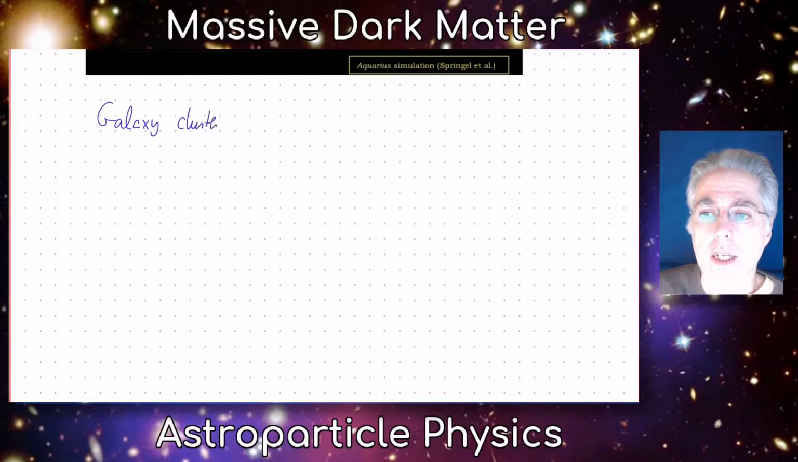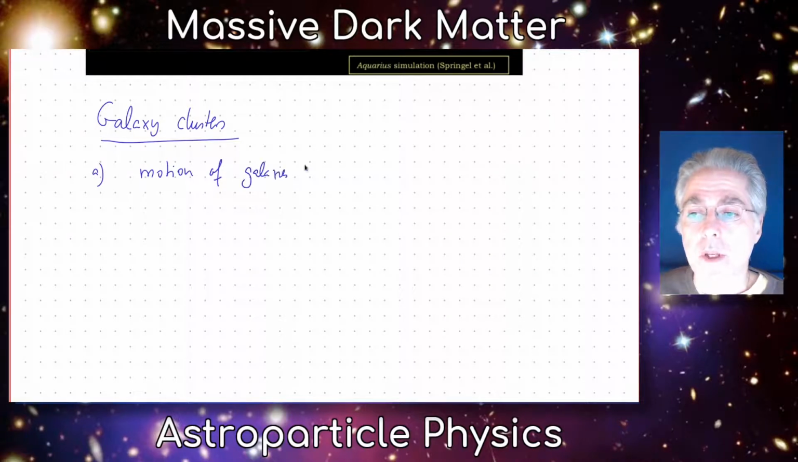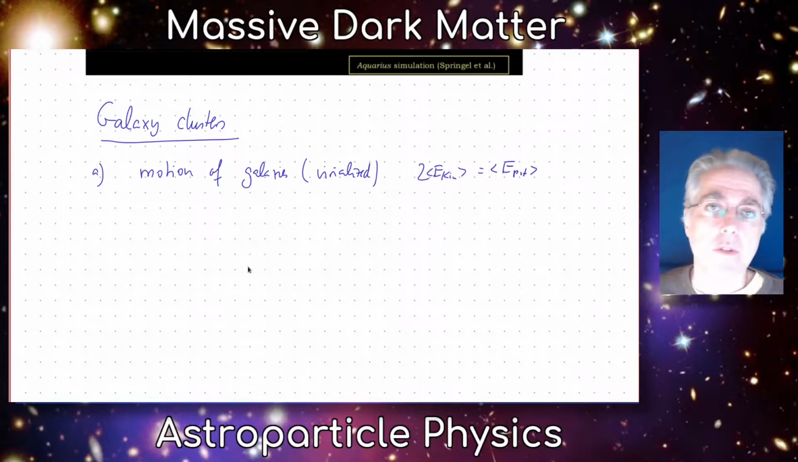In a little bit more detail. So the way that we determine the mass of galaxy clusters is by looking at the velocity dispersion of galaxies, and we assume that these galaxies are virialized in the gravitational potential. And this implies that twice the average kinetic energy has to be equal to the potential energy, according to Virial's theorem.